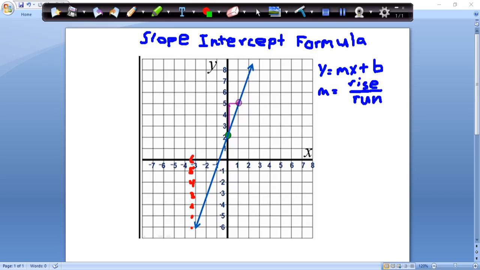5, 6, 7. We're counting these lines. 8, 9, 10. And I'm just putting the numbers here so you can see it. 11, 12. We're not at the tip of that line yet. 13, 14. Now we can't go 15. Why? Because it doesn't reach up here. So 14. So we have our rise. It rises 14.